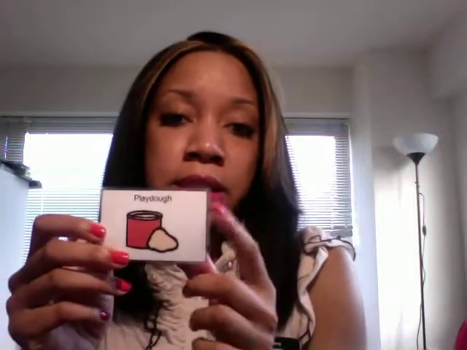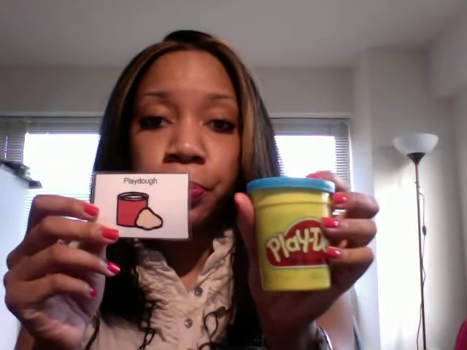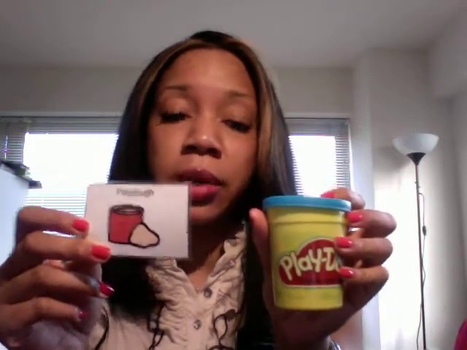I would take this symbol for Play-Doh, and I would have my Play-Doh, and I would show the child. I would take this off and I would say Play-Doh, and I'd show them Play-Doh. That way the child will be able to understand what that picture means. But the good thing about this communication board is that you're able to put whatever you want on it that your child does understand.